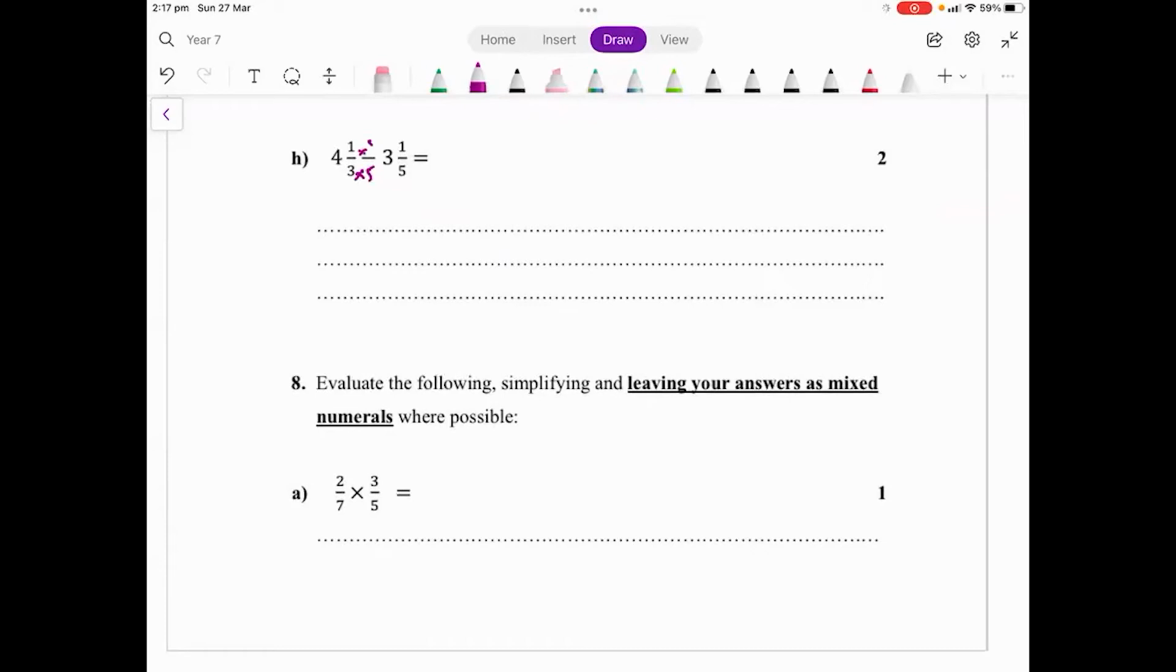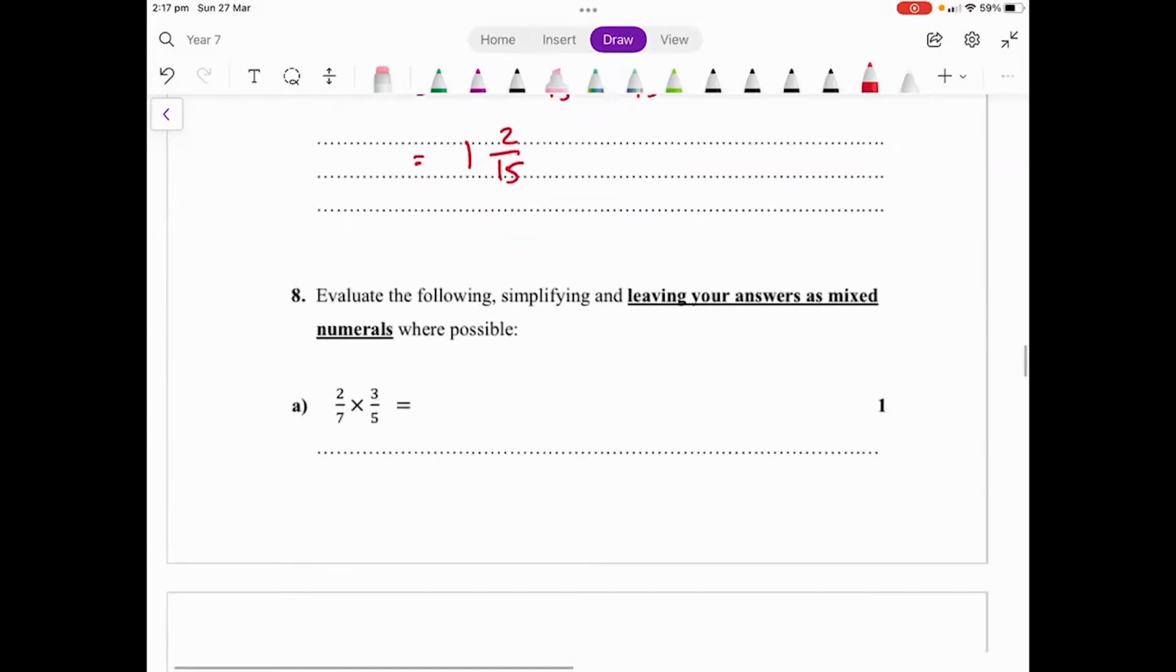Question H, subtraction. We do 4 minus 3, that's 1. Then we need to subtract the fractions. 1 over 3 becomes 5 over 15. 1 over 5 becomes 3 over 15. So we do 5 over 15 minus 3 over 15. That gets me 2 over 15. Put both of those things together, and it's 1 and 2 over 15.